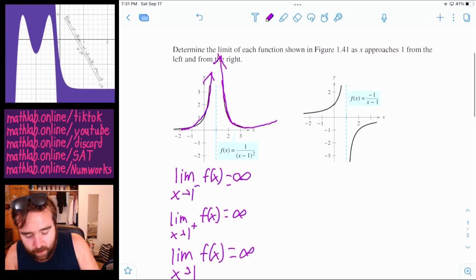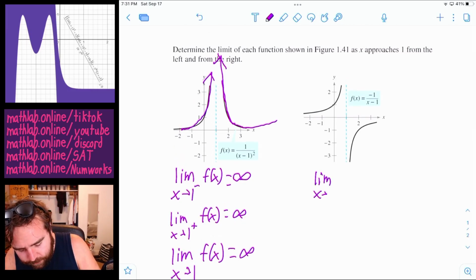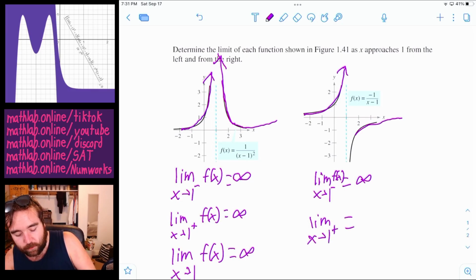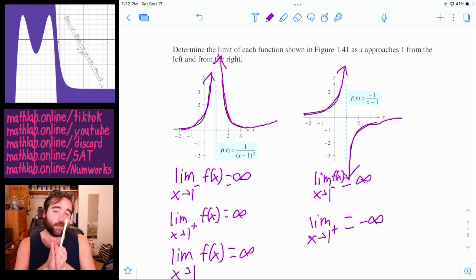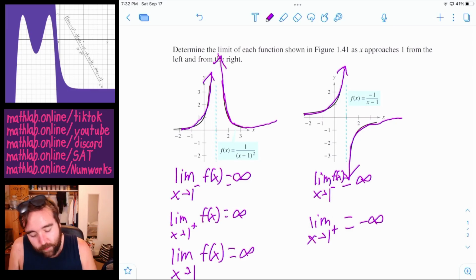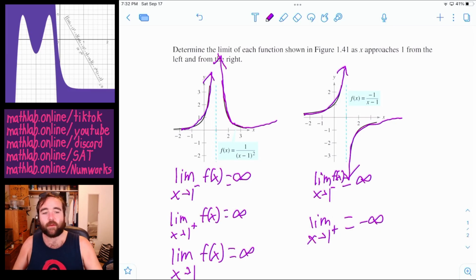Now it's different on the next one, because on the left side, as you approach 1 from the left side, it's going up to positive infinity. Let's see, this is the other f of x. But as we approach 1 from the right side, as we come in this way, it's going down to negative infinity. So here you couldn't really say that the limit as x approaches 1 is anything, because from one side it goes up to positive infinity, the other side it goes down to negative infinity. You can't really say directly what it's approaching. But it's perfectly cool to say from the left side and from the right side what it's approaching.